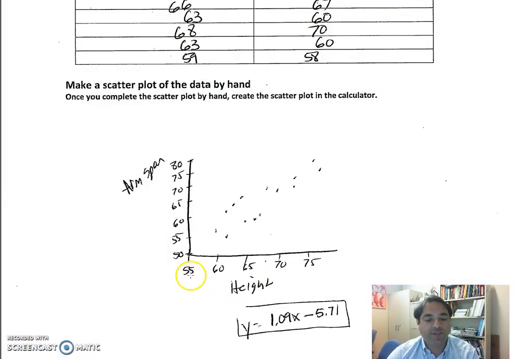I decided to go from 55, right in the corner, to 75, counting by fives for height. For arm span, I decided to go from 50 to 80, counting by fives. Determine that first. Now we go to the calculator.